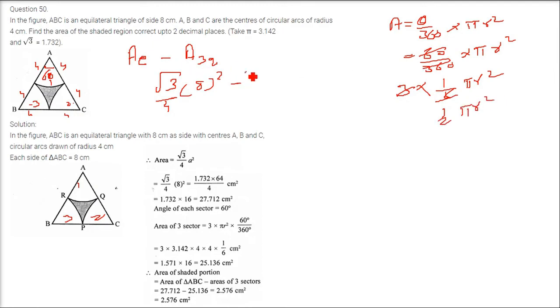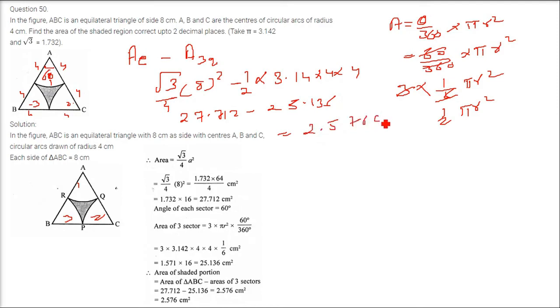So I'm just writing 1 by 2 pi, I'll take pi as 3.14, and the radius is 4 given in the question, 4 into 4. So this comes to 27.712, this comes to 25.136, so the answer will be 2.576 centimeters square.